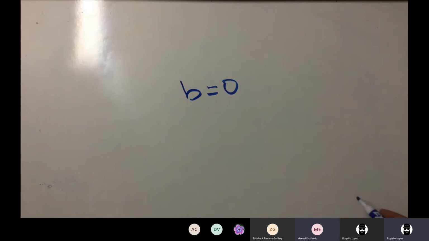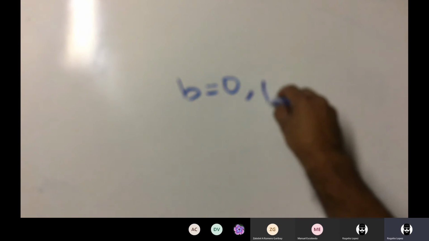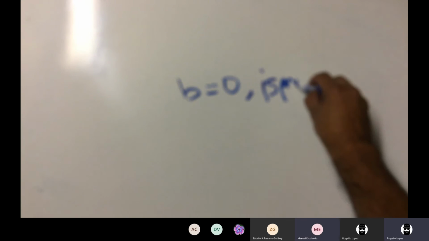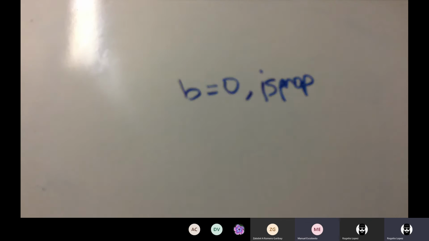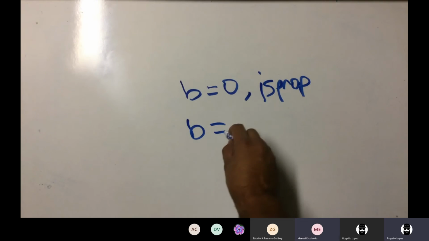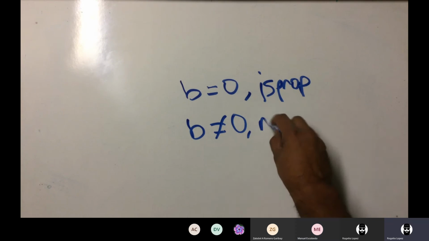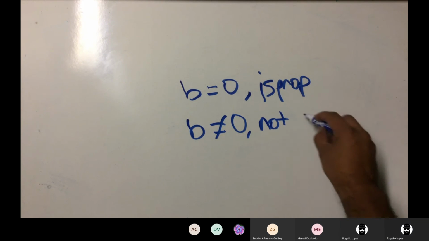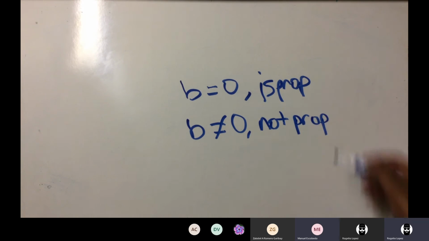Okay, so that's how you do this worksheet. Just check for proportionality, check for a b. So when b equals 0, it is proportional. Okay. But if b is anything other than 0, it's not proportional. Okay, that's all you have to remember. And that's how you do these.